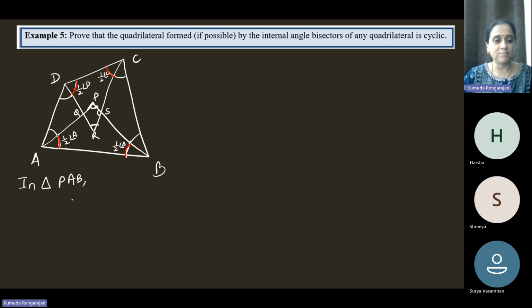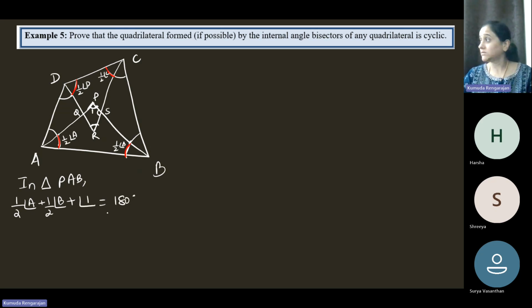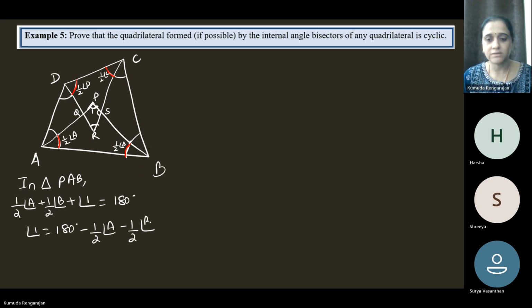So in triangle PAB, angle sum property: half of angle A plus half of angle B plus angle P, okay, just to understand, I'll mark it 1, plus angle 1 is equal to 180, correct? In triangle PAB, this is only half of A, this is half of B, plus angle 1 is equal to 180. So what is angle 1? Angle 1 is equal to 180 degrees minus half of angle A minus half of angle B. All right. So we got the expression for angle 1, which is P.